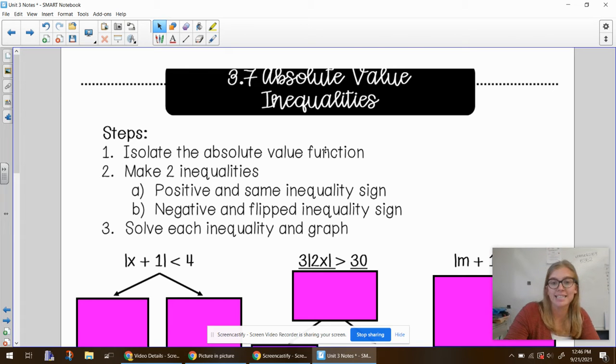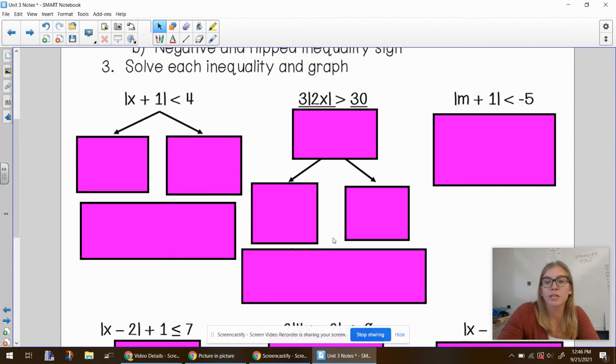We're going to start by isolating the absolute value function. Then we're going to make two inequalities. One that has a positive solution and the same inequality sign, and one that has a negative solution and the flipped inequality sign. This is just like when we were solving equations and we had a positive equation and a negative equation. The same thing, except we flip the inequality sign for the negative solution. Then we're going to solve each inequality and we're going to graph the solution just for the practice.